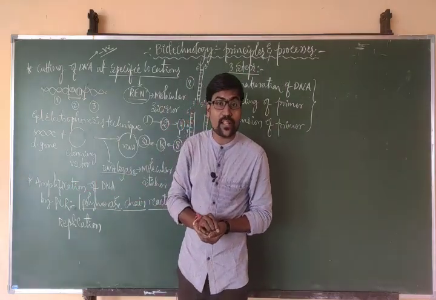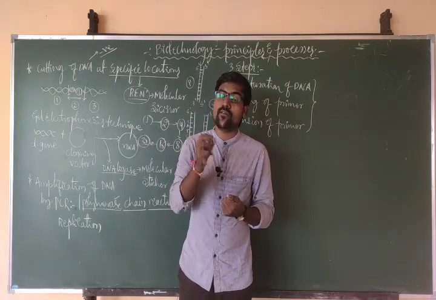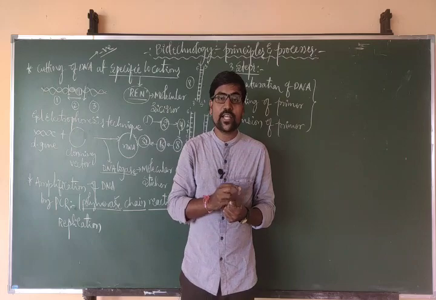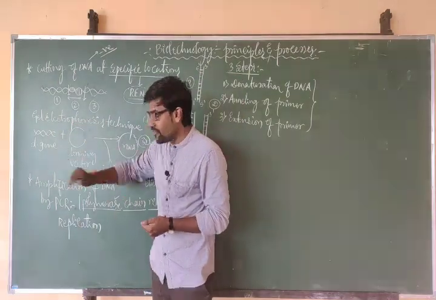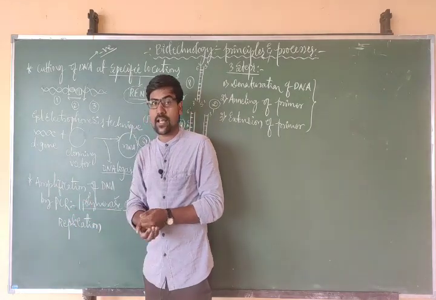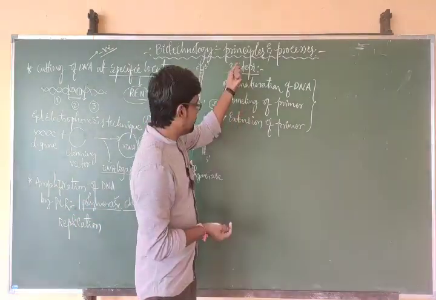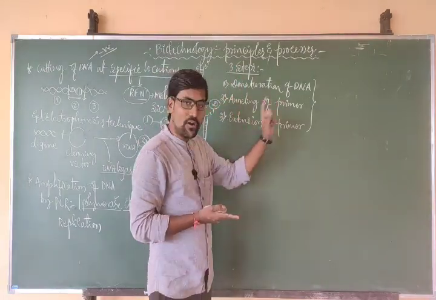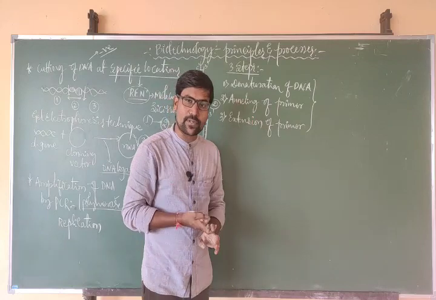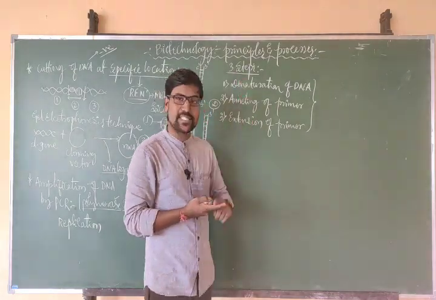Why do we have to amplify the DNA? Why do we need more copies of DNA? Because for construction of our DNA, there should be many copies of the desired gene. Hence, we have to amplify it by using PCR. And for doubling of DNAs in PCR, there are 3 steps: denaturation of DNA, annealing of primer, and extension of primer. So in the next class, let us focus on these 3 steps.